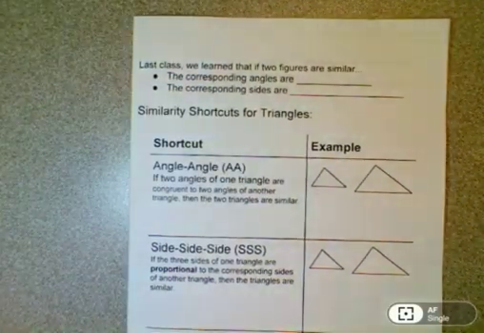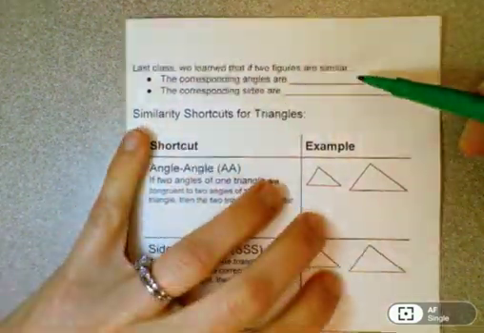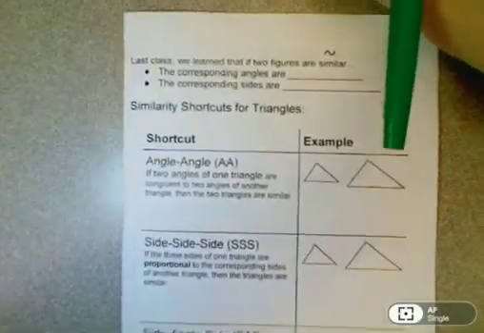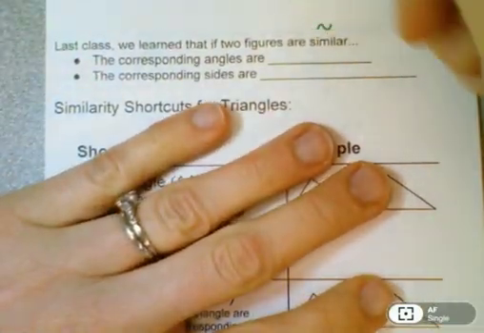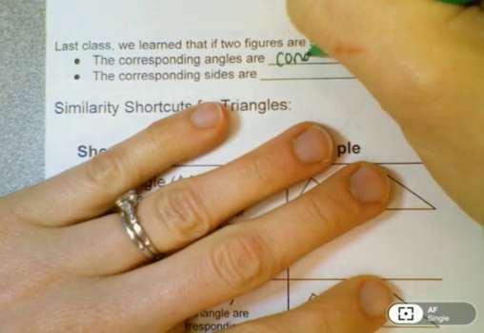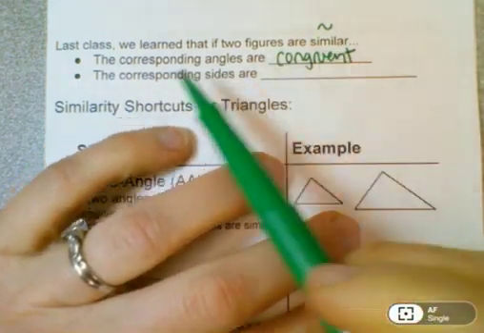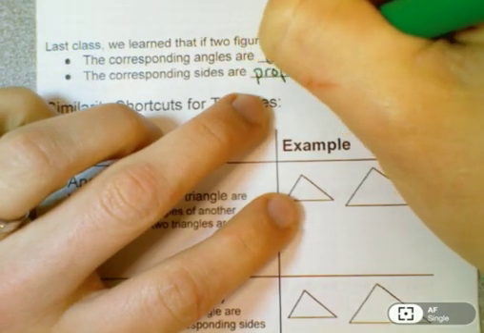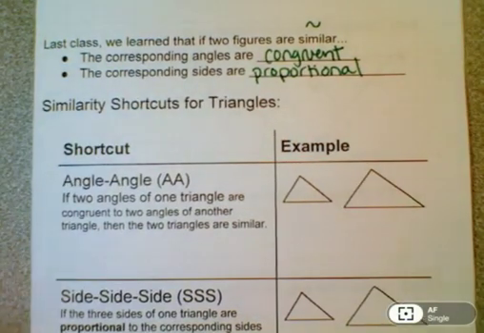So we're going to start by just reminding ourselves what we learned last class. We learned that if two figures are similar, and remember that's our little symbol for similar, if that's the case, let me zoom in here, then the corresponding angles are, hopefully you remember, congruent. And then if two figures are similar, their corresponding sides are not congruent, they are proportional. And that means that if we set up a proportion with the side lengths, it'll work out.